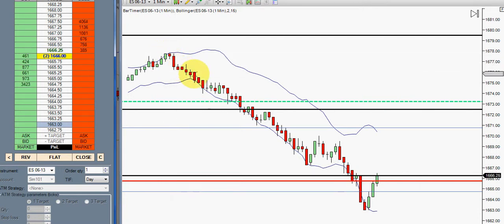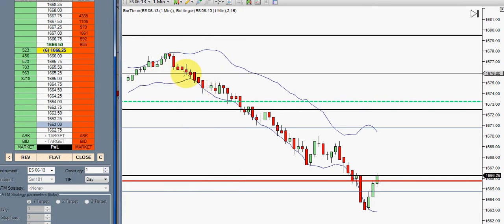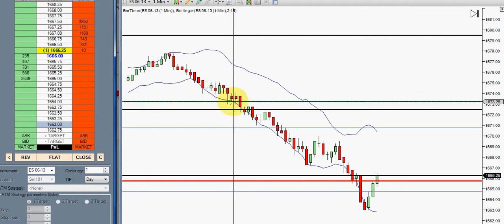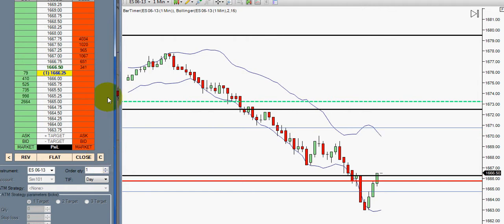And then the sellers came in and just started selling everything they could. The buyers tried to come back in and prop up the market, but it didn't work, and it just kept falling and falling. But again, basically the stock market, the futures market, it all works the same. It's just an auction, people buying and selling.